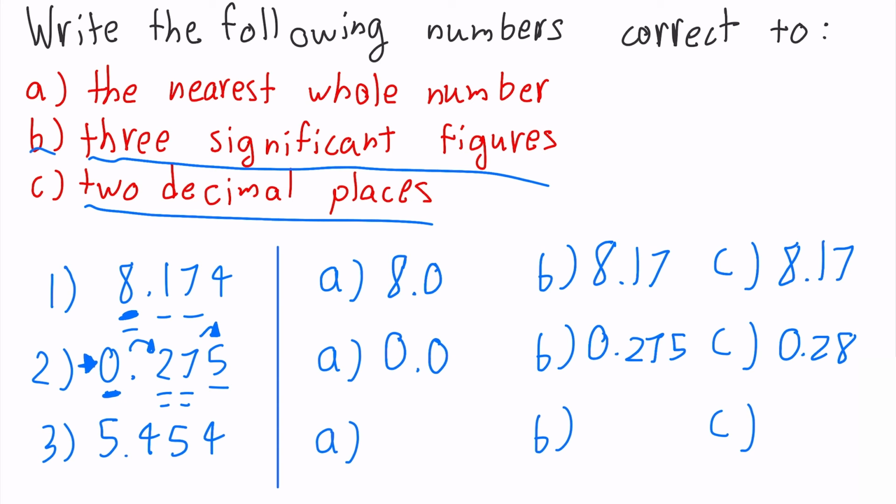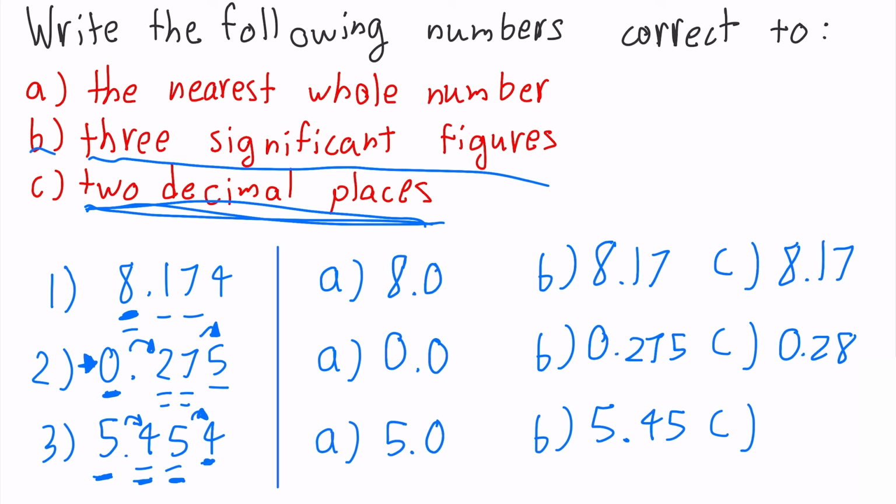Okay, what about this third question? It's telling us the nearest whole number is 5. The number after it is 4, so we're not going to round it up. So it's going to be 5. Okay, 3 significant figures. 5, 4 and 5. And we only care about the number after it, and it's not 5 or higher, so it's not going to be rounded up. So it's going to be 5.45. Okay, what about C? 2 decimal places. So 2 decimal places is 4 and 5, and the next number is not 5 or more, so I'm not going to round it up, so it's going to be 5.45.